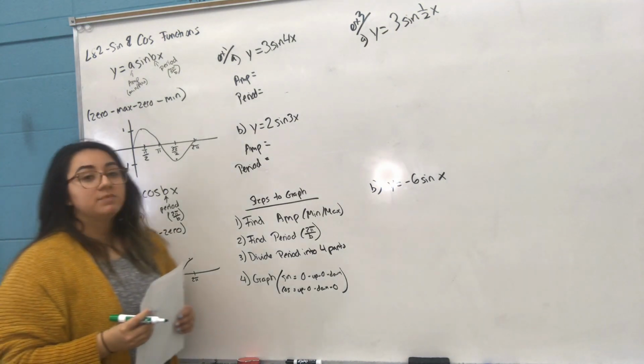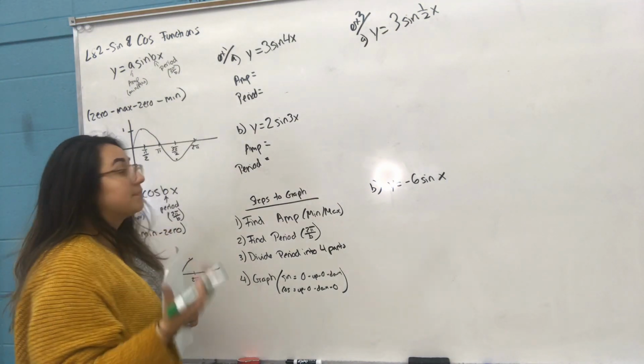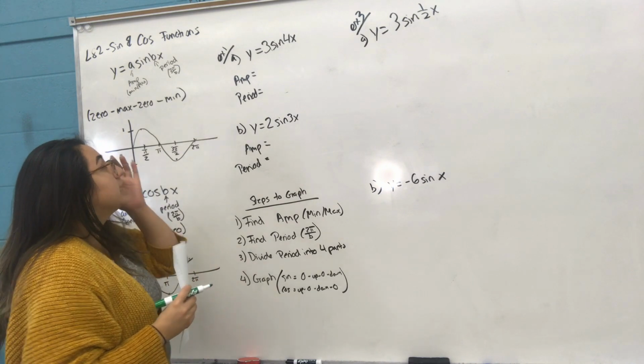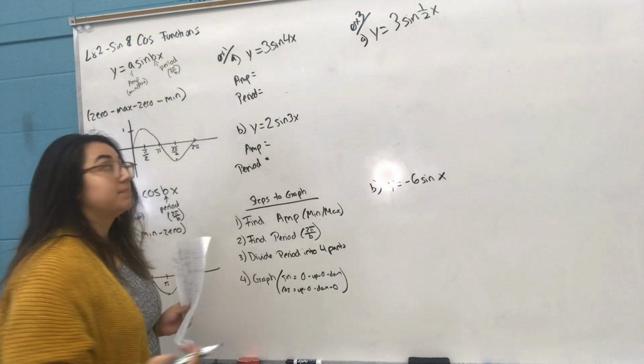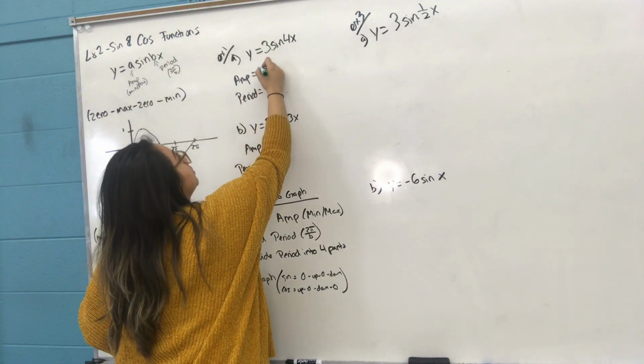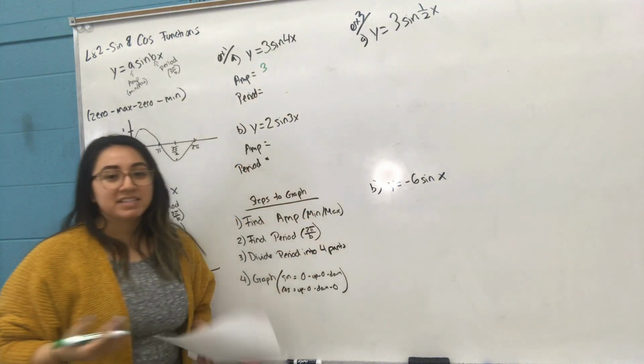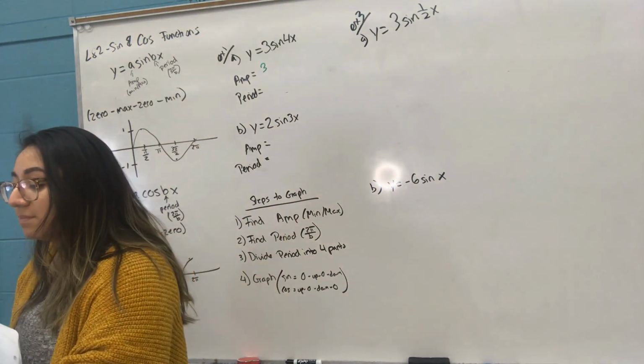So for example 1, we're going to identify our amplitude and our period. Our amplitude is the number in front of sine every time. It's your a, your lowercase a. So if I look here, my amplitude is 3. They have the absolute value of 3. It's just the number in front.